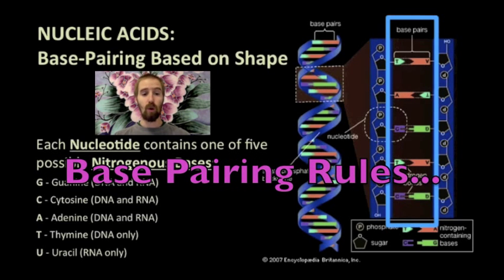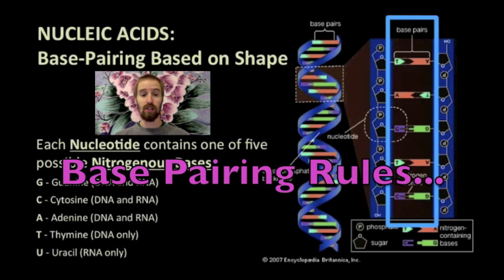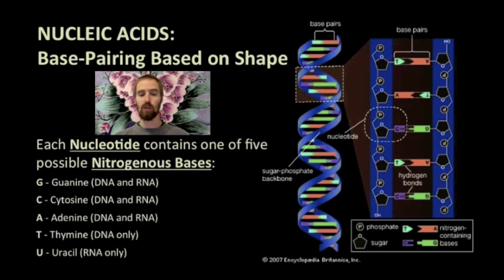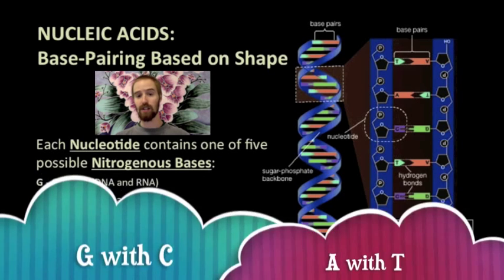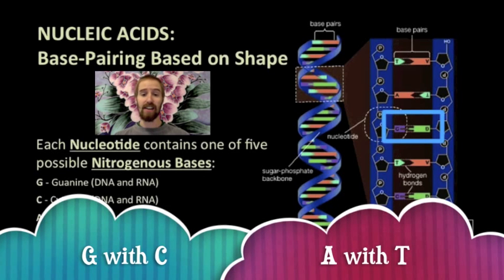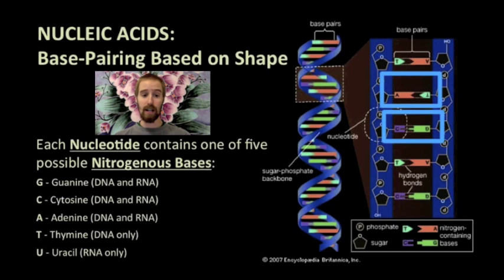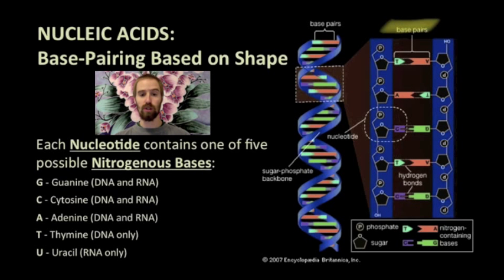For example, guanine, or G bases, can only form hydrogen bonds with cytosine, or C bases. Likewise, adenine, or A bases, can only form hydrogen bonds with thymine, or T bases. These are called base pairs, and we can see those base pairing rules illustrated for us here in this picture. This picture also shows us why these base pairing rules exist.